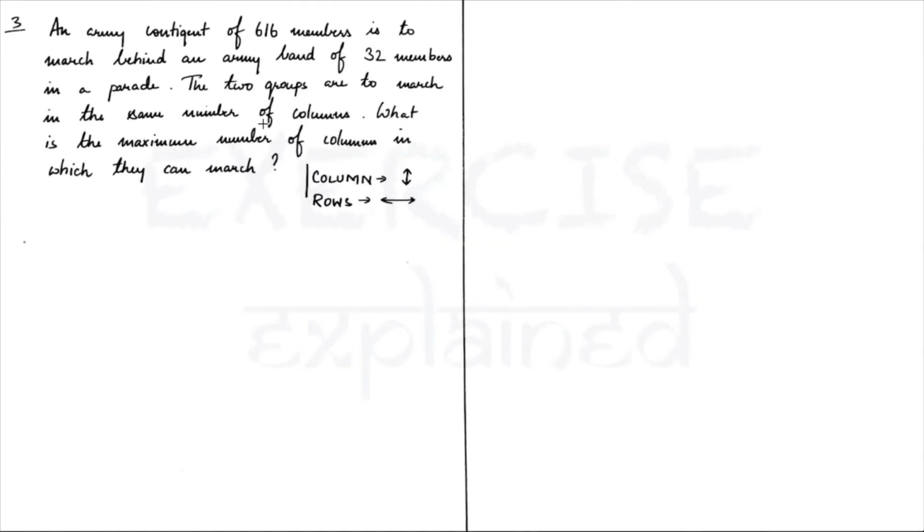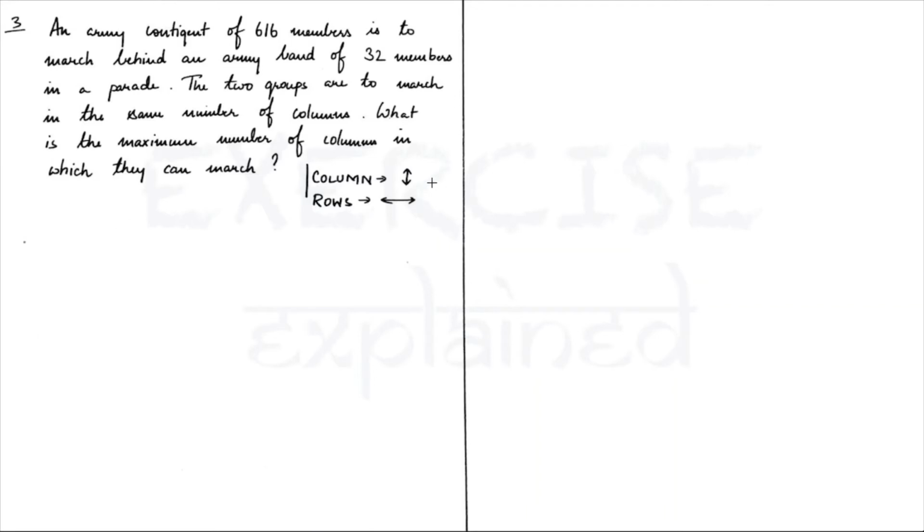Getting into the next question, an army contingent of 616 members is to march behind an army band of 32 members in a parade. The two groups are to march in the same number of columns. What is the maximum number of columns in which they can march? So a column is something which goes up to down and a row is something which goes from left to right. Please make it clear. I have seen many students having this confusion.